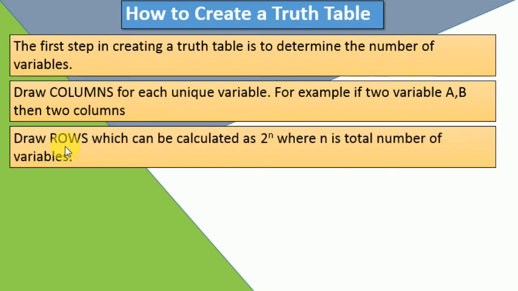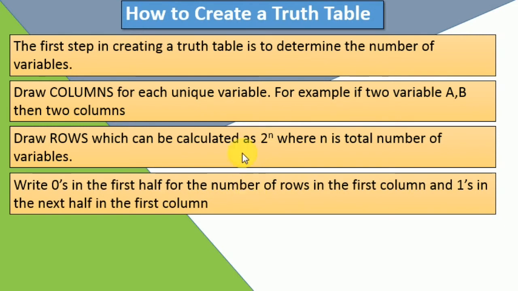Next, draw the rows. You have to make the rows also, and you have to calculate according to 2 to the power n, where n is the number of variables. If there are 2 variables, then 2 to the power 2, so that means 4 rows are going to be there. If there are 3 variables, 2 to the power 3. Now comes how you are going to put the binary numbers.